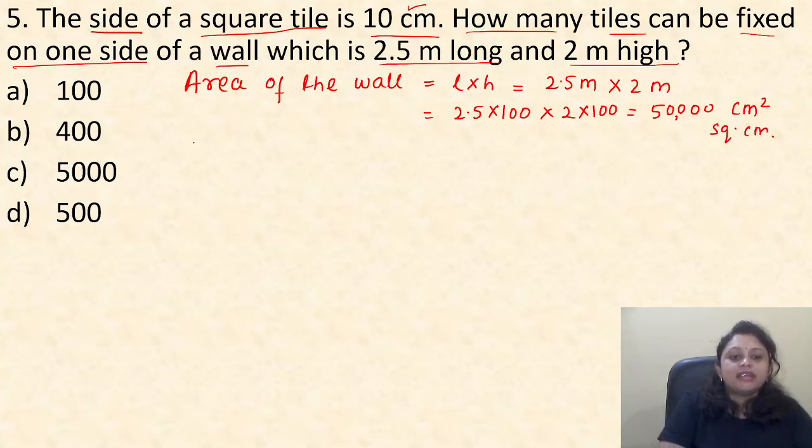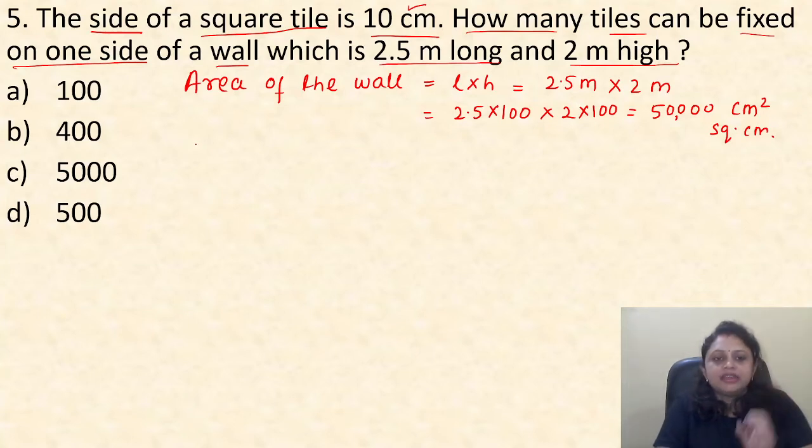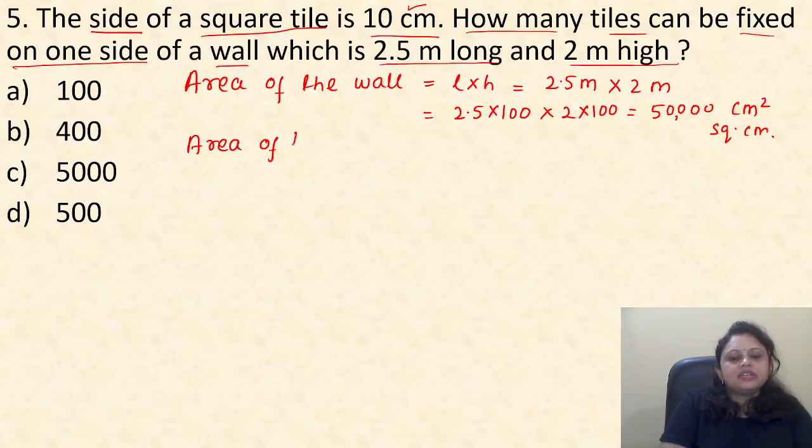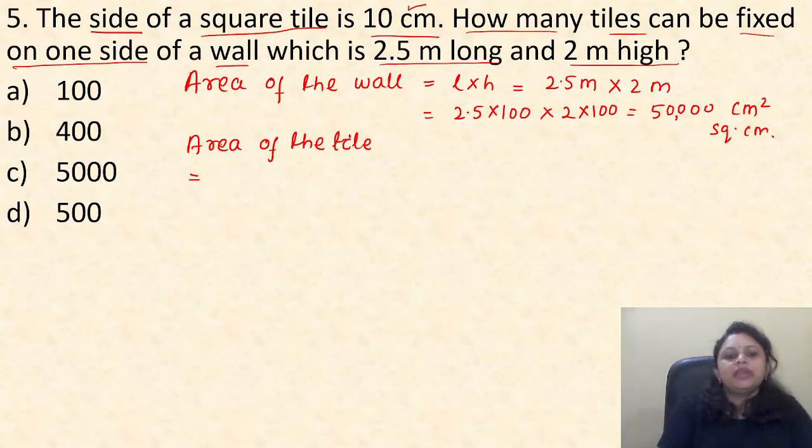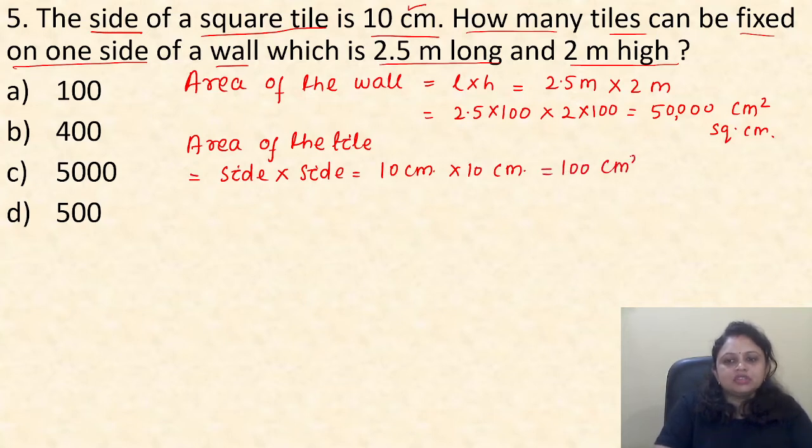Next we need to find the area of the tile, right? So area of the tile, how to find it? It is a square, right? So area is side into side. So one side is 10 centimeter, that is 10 centimeter into 10 centimeter equal to 100 centimeter square, right?